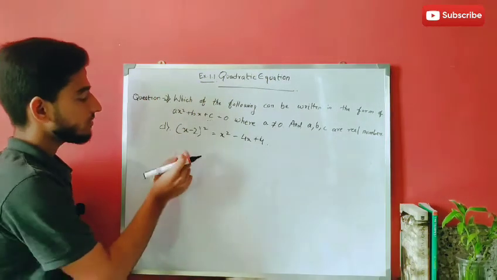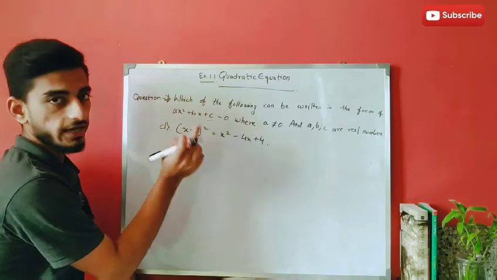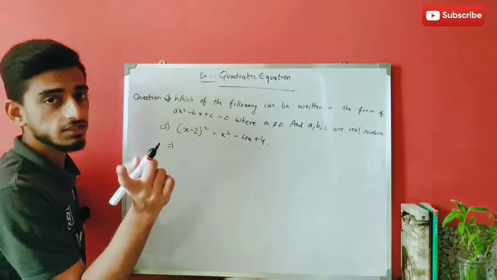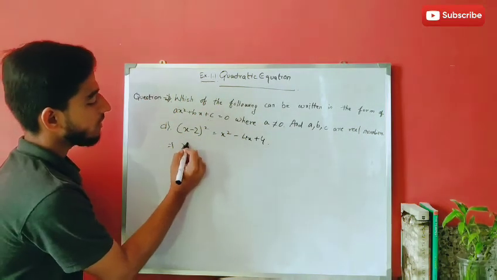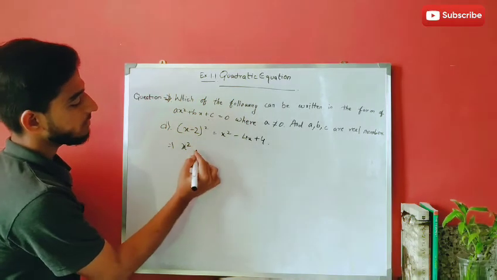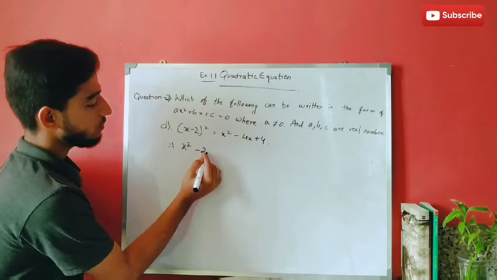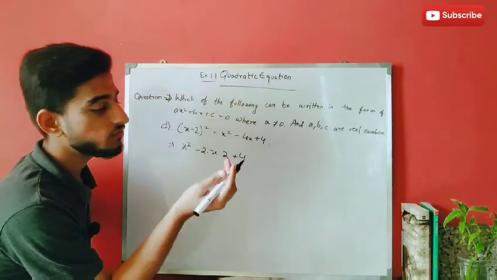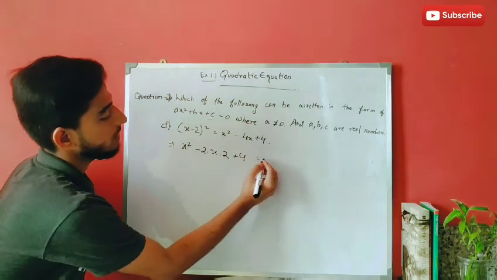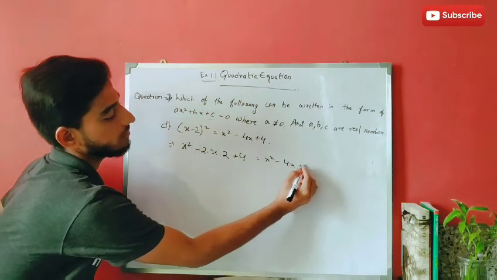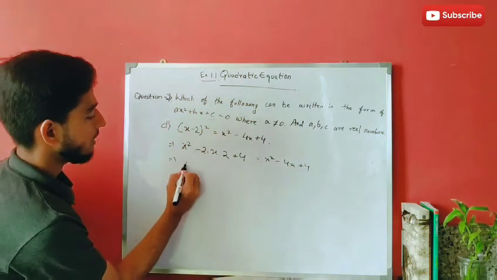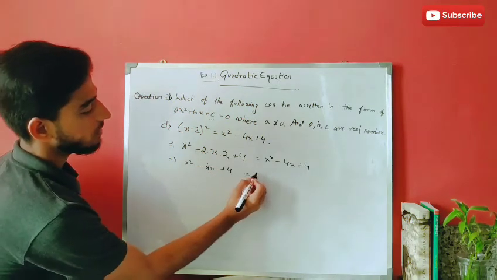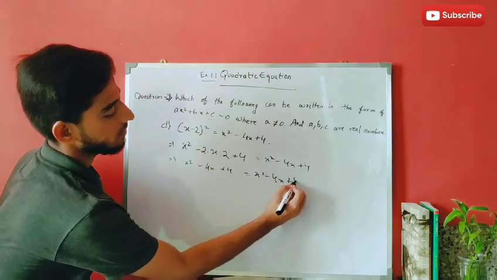In question number D, our question is (x minus 2) whole square is equal to x square minus 4x plus 4. So here what we can do first is break this using the formula. x square, minus 2ab, so 2a is 2x, and b is 2, plus 4 means b square, 4. So x square minus 4x plus 4 is equal to x square minus 4x plus 4.